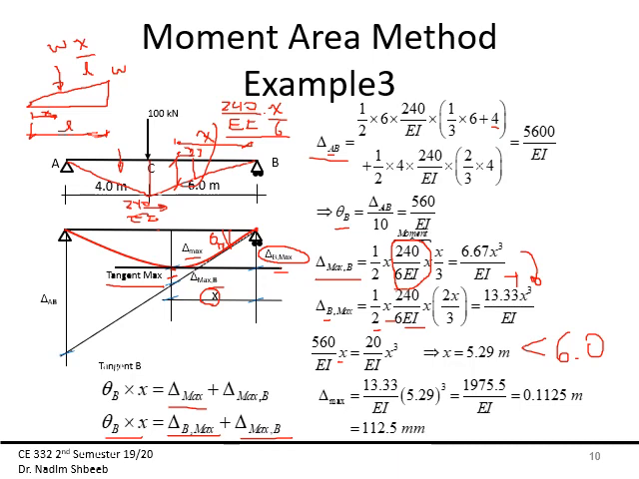If it had given you a value more than that, or something not meaningful, like maybe a negative value, then you know that your maximum point is not from B, and it's instead from A. So delta max now would be simply equal, because we said delta max is equal to delta B max, which is 13.33 x cubed. So it's going to be 1975.5 divided by EI. So the maximum value now is going to be 112.5 millimeters. And that will take care of this example.